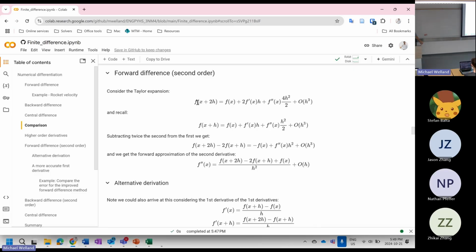Again, consider the Taylor expansion. Now we're looking at f of x plus 2h, right? You write out your equations. Recall, we already worked this one out. And again, we're doing the subtraction of the second one. So this one minus twice the first one. We get this, and now we can solve. So the idea is that we're eliminating f primed. That's what we're doing by subtracting these. Sorry, this should be, yeah, twice the second minus the first. So we're eliminating f primed, and we end up with an equation for f double primed, which is nice.